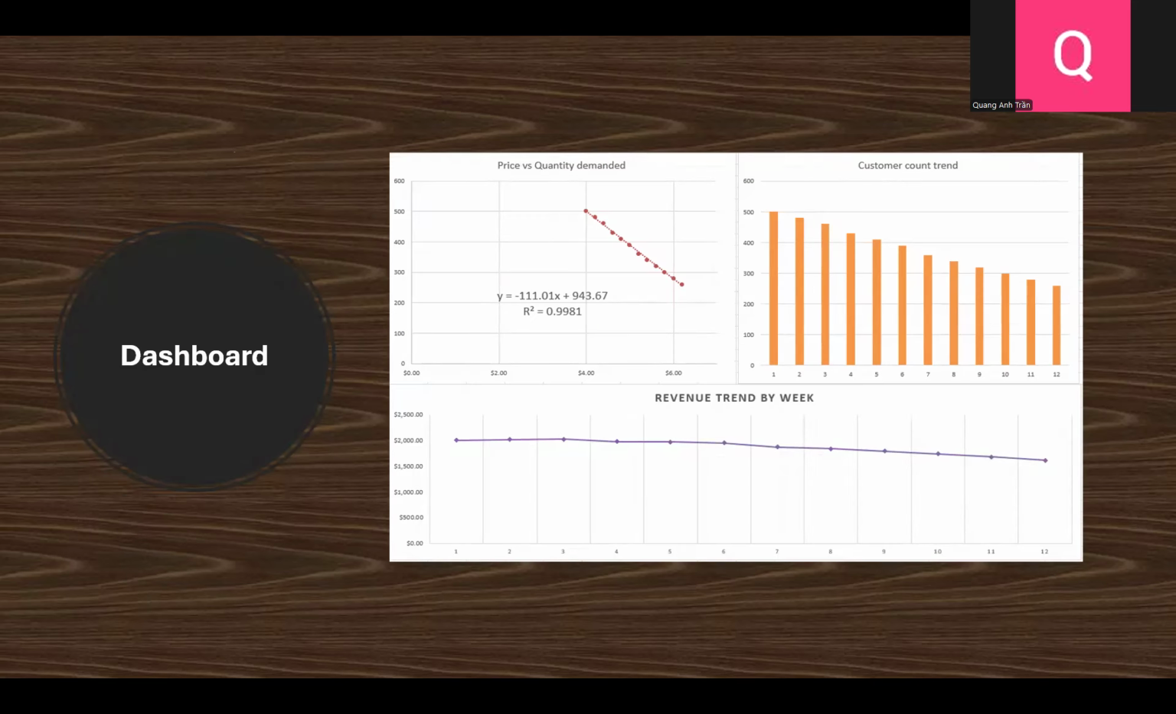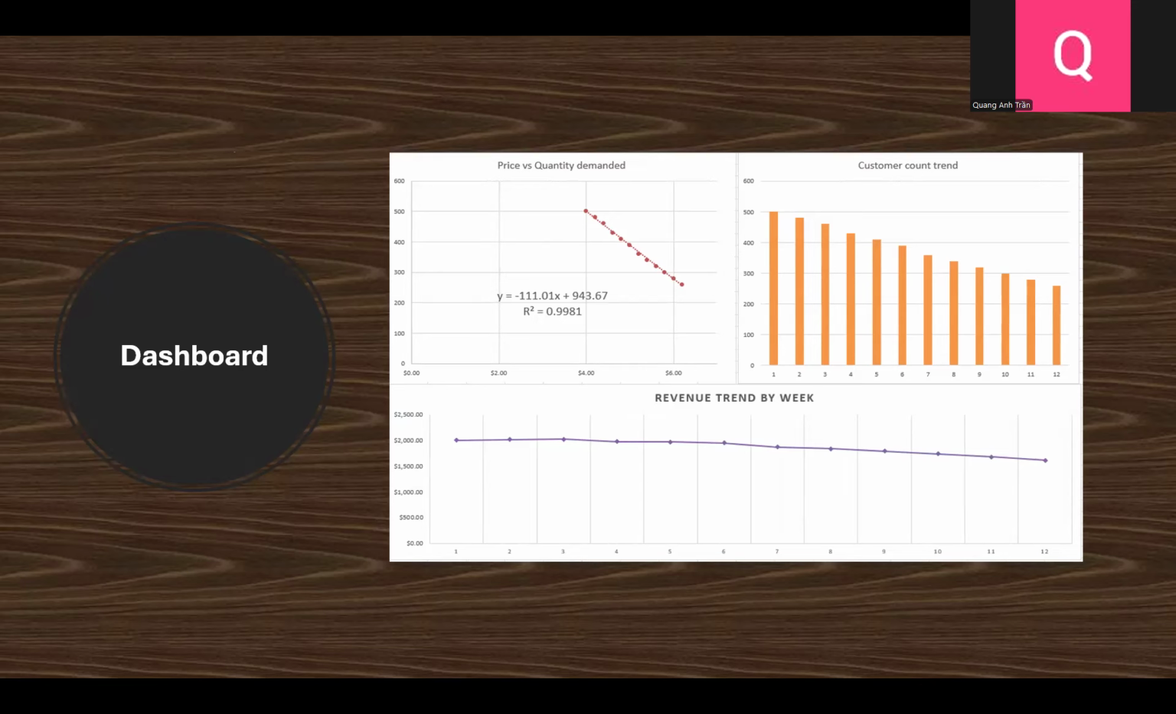Here's a simple dashboard that connects price, behavior, and performance. On the left, the scatter plot shows price versus quantity demanded with a regression line. The equation and R-square indicate an extremely strong fit. Practically, this means every $1 increase in price is associated with about 111 fewer cups sold, a large, economically meaningful response.